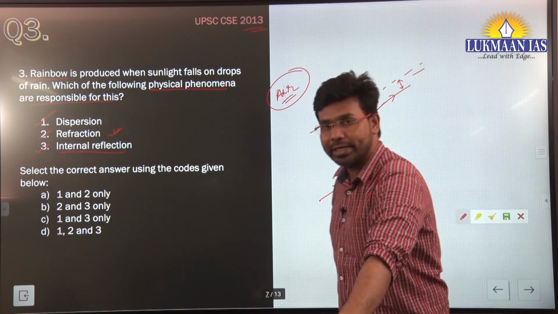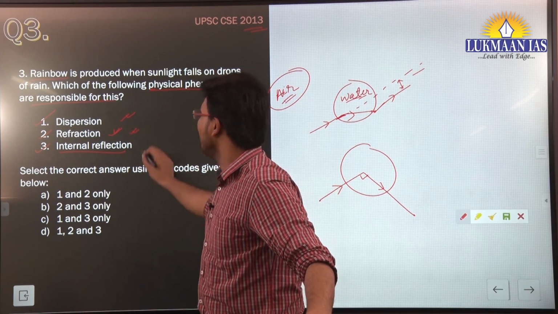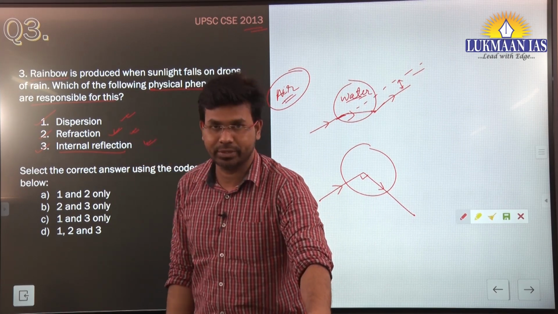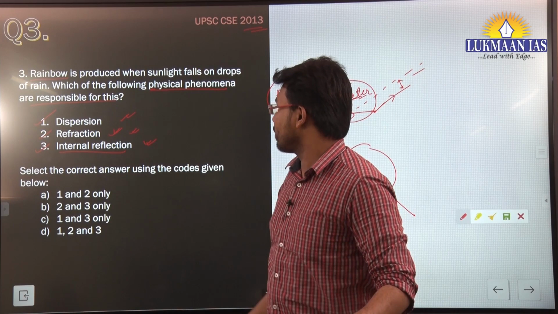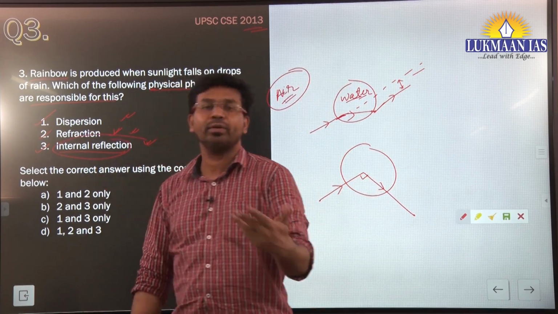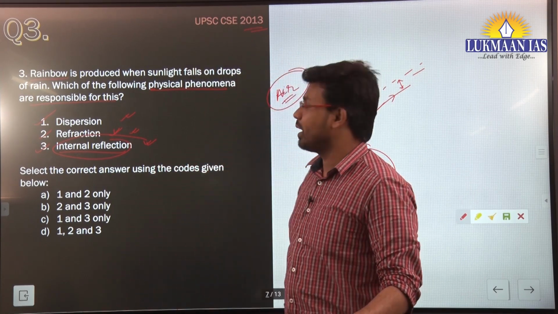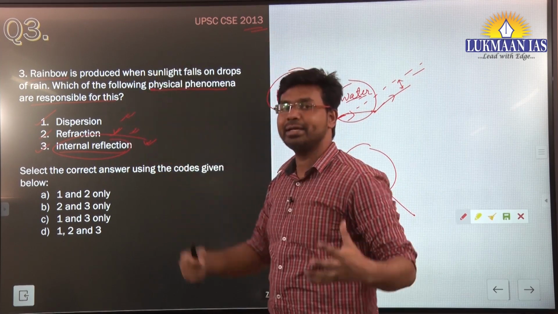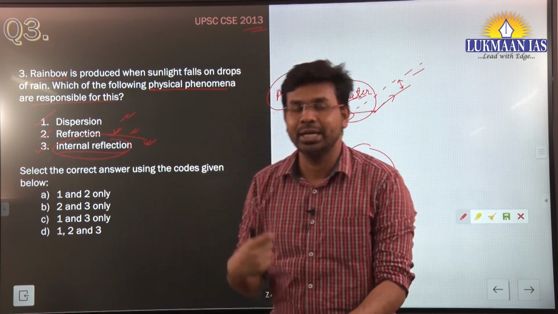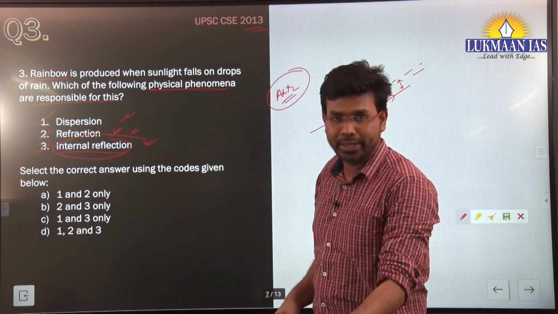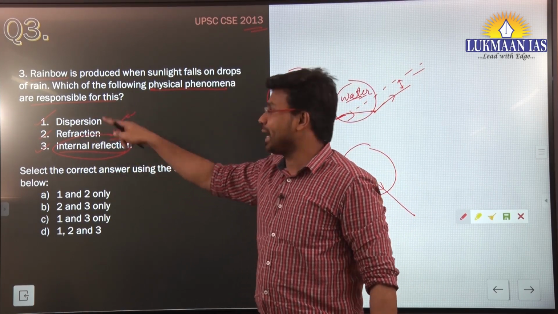In your free time, you should try to find out the definition of dispersion, the definition of refraction, and the definition of internal reflection. Some of these keywords are already mentioned in the 10th standard NCERT, but total internal reflection you may not find in the 10th standard NCERT. It is there in the 11th and 12th standard books. I understand that many of you who are not science graduates, or who did not focus on science in schooling, may find it difficult, but in your free time you should try to find out what these terms mean and what a rainbow is.